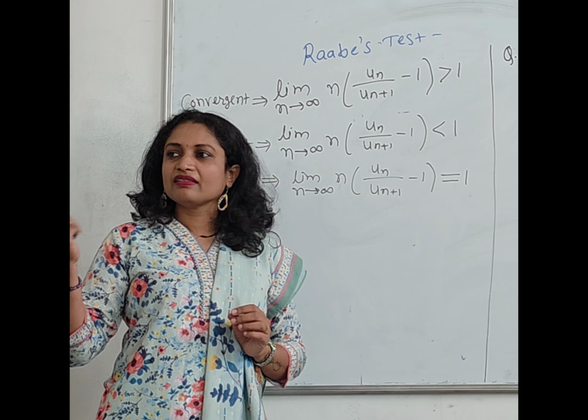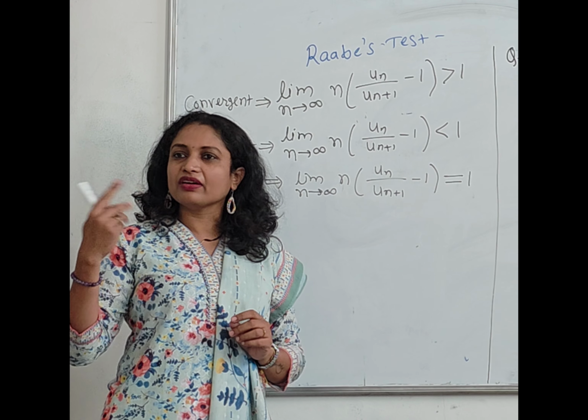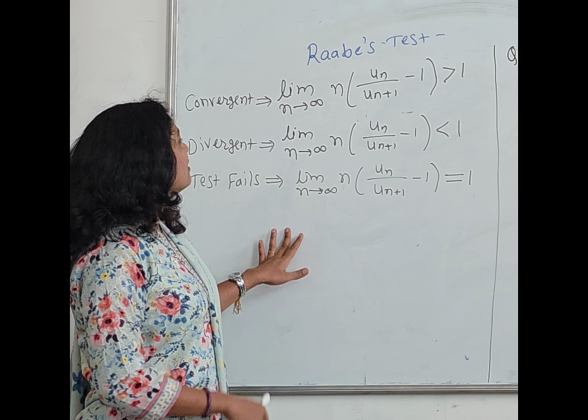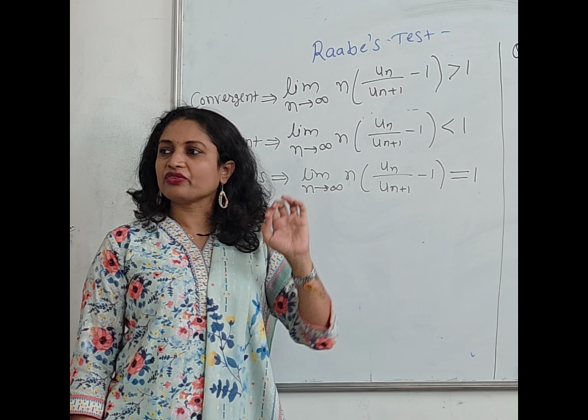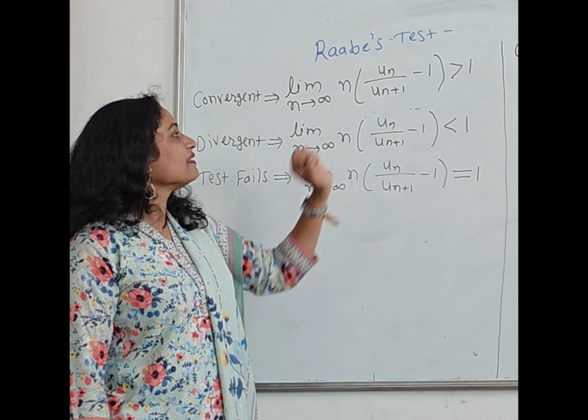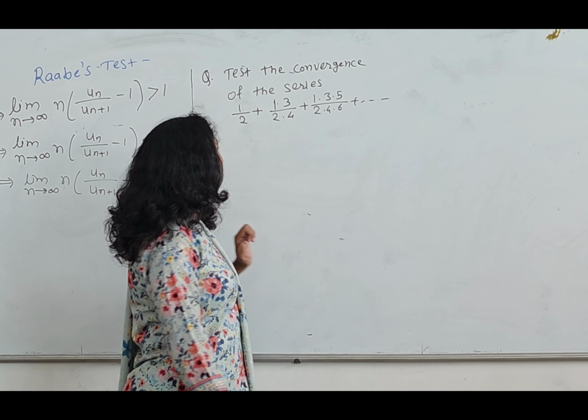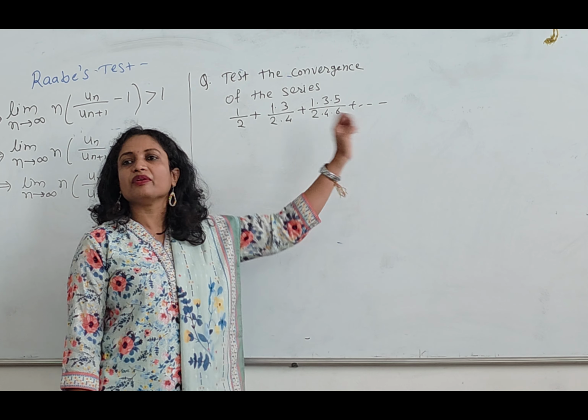So this is the sequence of tests after the failure of each test. This pattern you are going to get directly whenever you solve the ratio test. So let's see the example. The example is: test the convergence of the series, and this series is given to you.